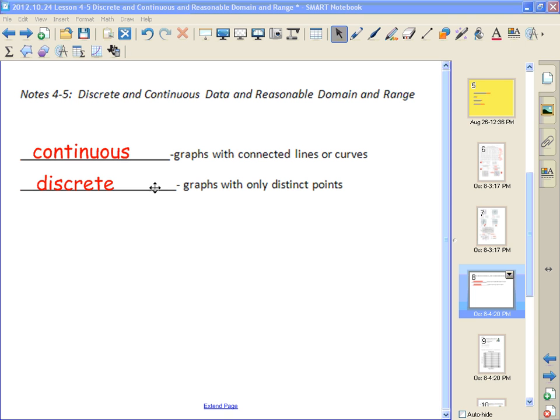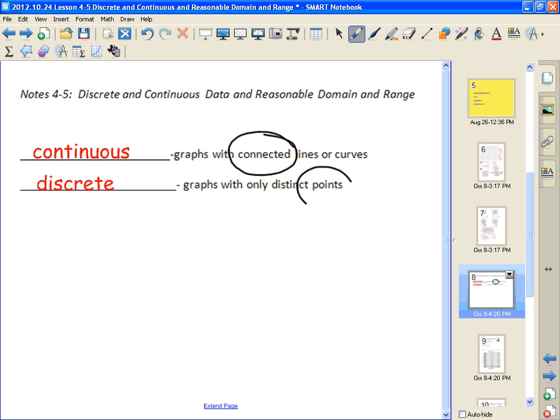Okay, so we're talking about the difference between continuous graphs and discrete graphs. A continuous graph is a graph with connected lines or curves, so the keyword there is that it's connected, and a discrete graph is a graph with only distinct points. So the keyword there is that it's just points.